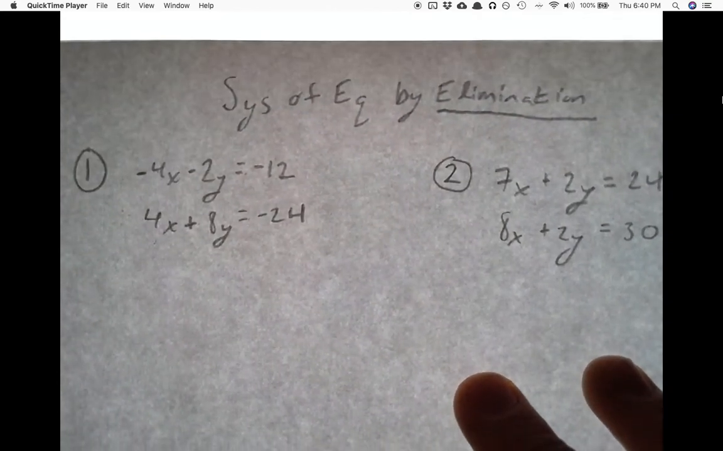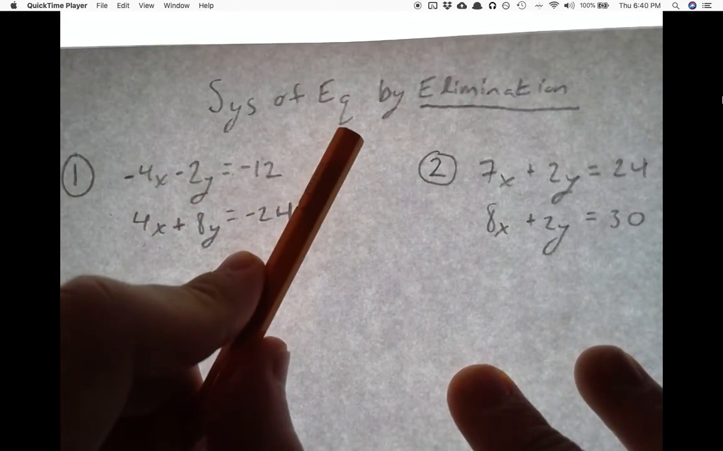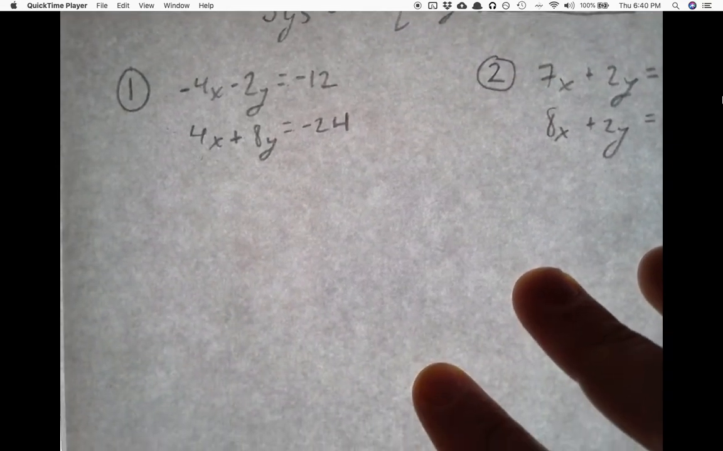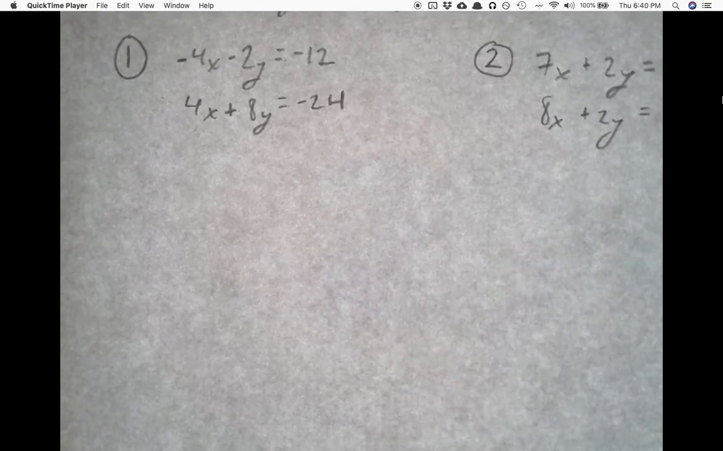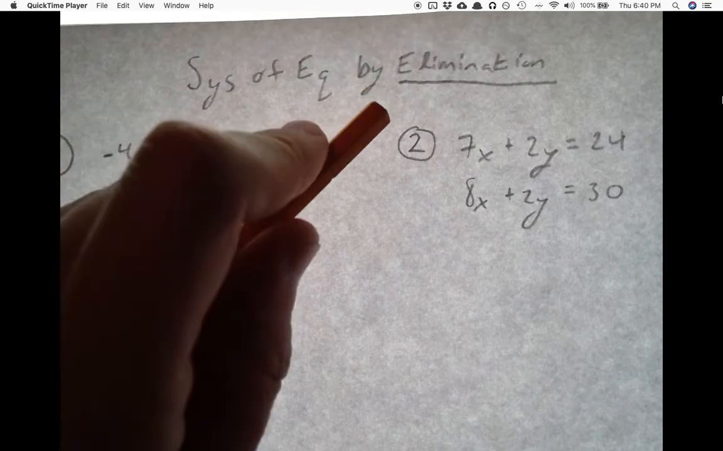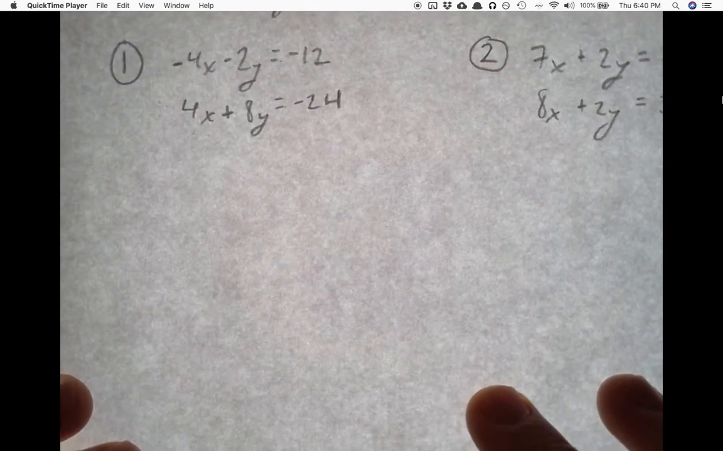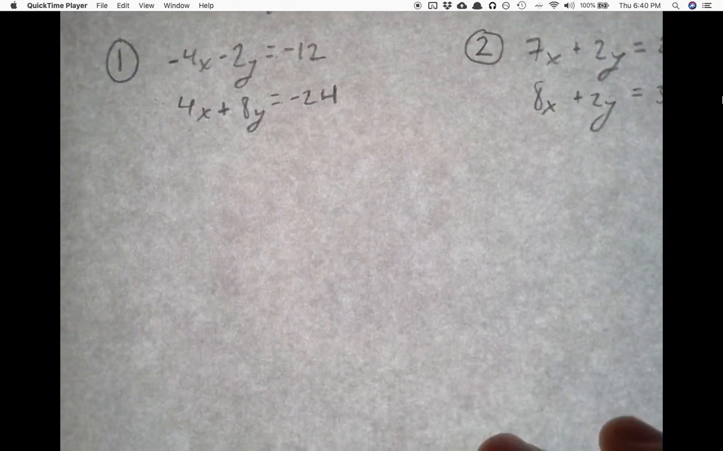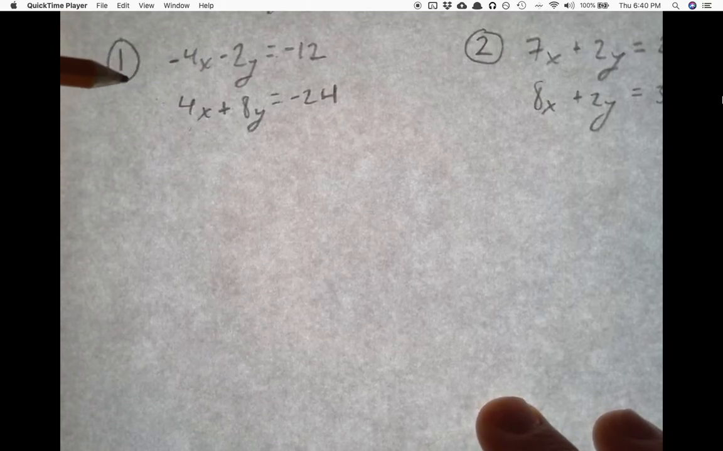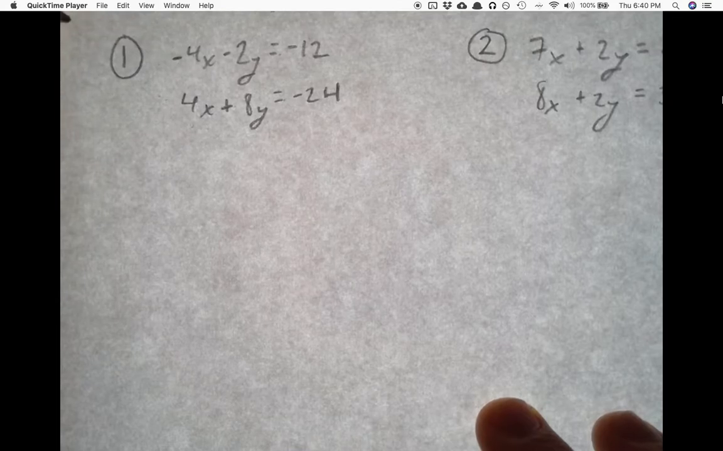Alrighty, in this lesson we are looking at how to solve systems of equations algebraically by using the elimination method. So there are other ways to solve systems of equations algebraically. We've seen substitution. Elimination we're going to be using today. It's a really nice way once you get the hang of it, and it's often quite a bit quicker than substitution. Question number 1 over here is a really, really good candidate for using the elimination method.